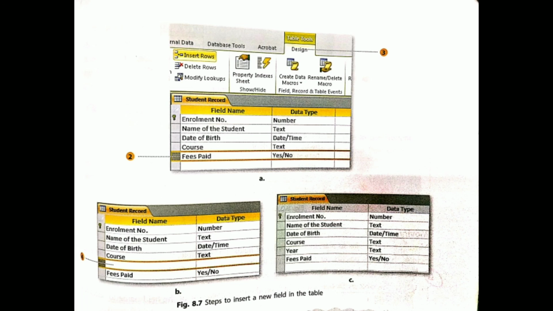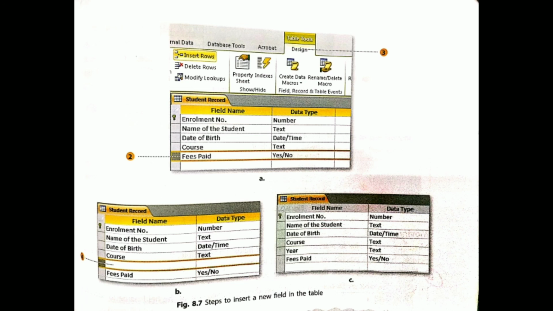Students, step number 1 is you have to open the table in design view, like what you see in this figure 8.7a. This particular students record table has been opened in design view. That is what you see in figure 8.7a. Second step is you have to click on the field before which you have to insert the new field. Here I want to insert the new field before the fees paid field. So I am selecting the field before the fees paid field.